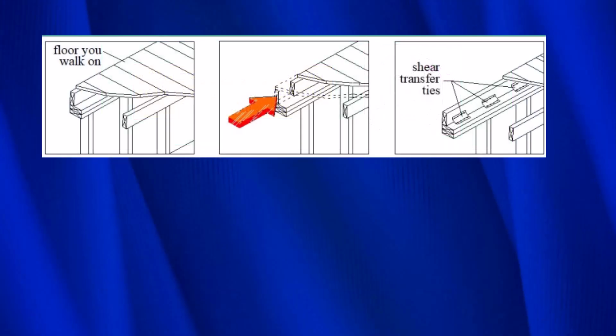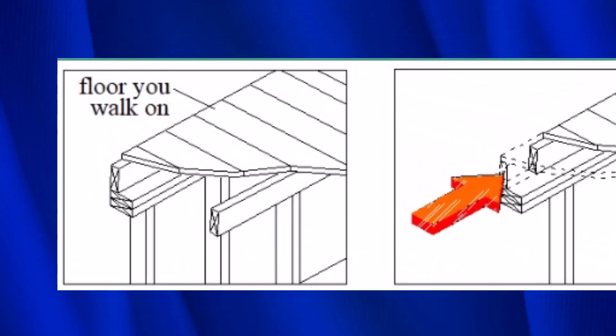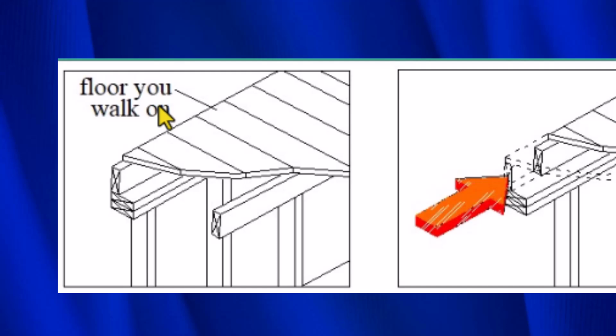The floor connectors are the last part of our cripple wall retrofit, and let me show you how they work. So this is the floor that you walk on. And then this is the floor framing that supports the floor you walk on. And then this sits on top of the cripple wall, and then this right here is the cripple wall itself.